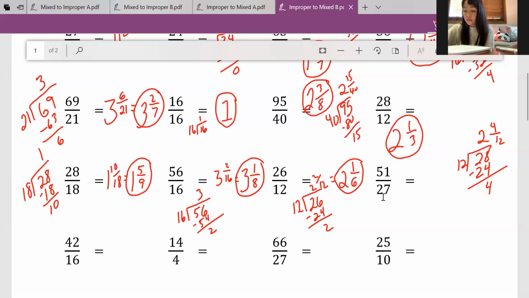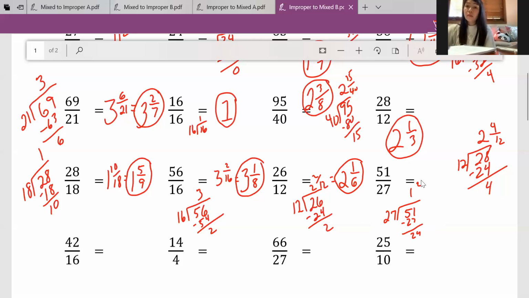Here's 51 over 27. So 27 is my divisor. 51 is my dividend. Now, if I tried to put 27 into 51 twice, that would be more than 51. So I'm just going to put a 1 here. And then I'm going to subtract. So 51 minus 27 is going to equal 24 over 27.